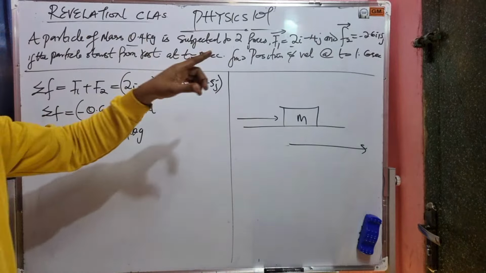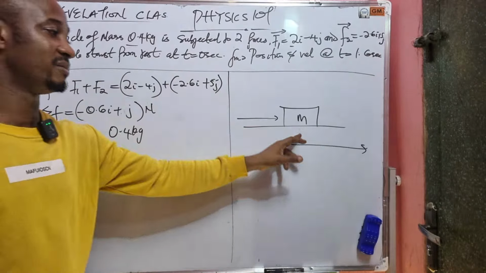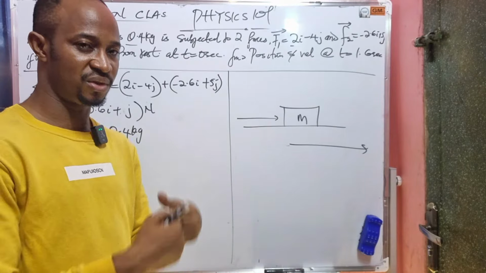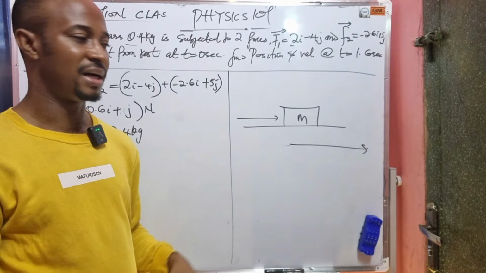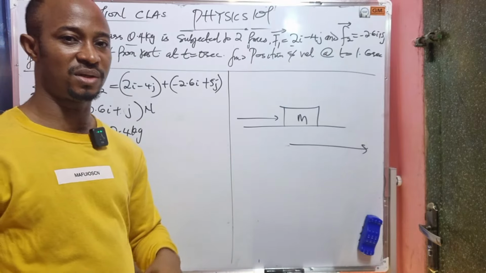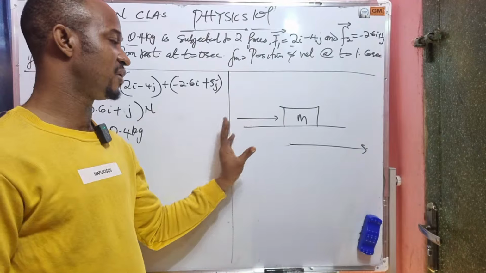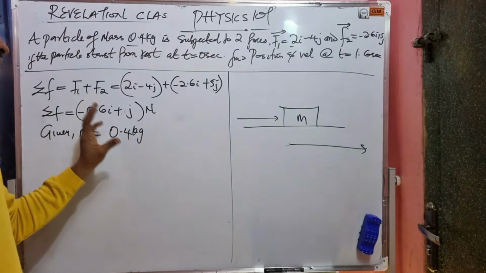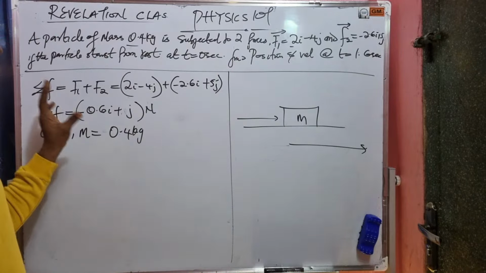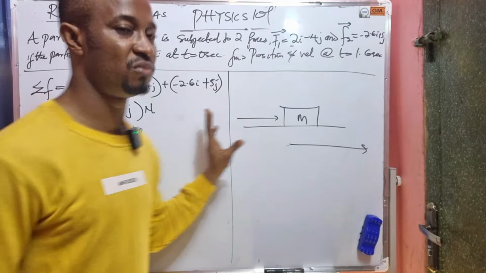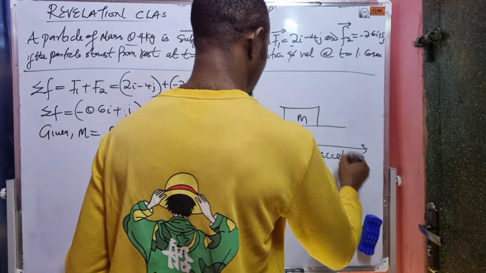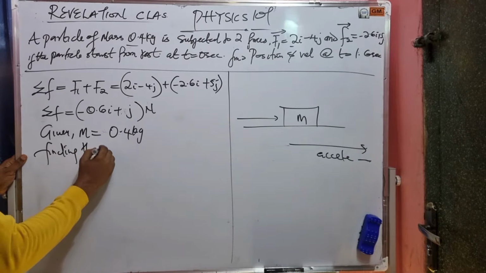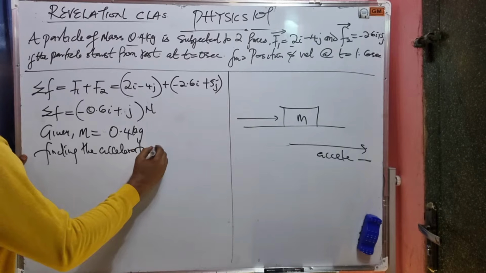But we are told that the particle starts from the initial position, before the force is applied, at s equals 0, from rest. And from rest, our initial speed is 0, right? So if the particle is subjected to this force, it must accelerate. So what we do is to find the acceleration of the particle.